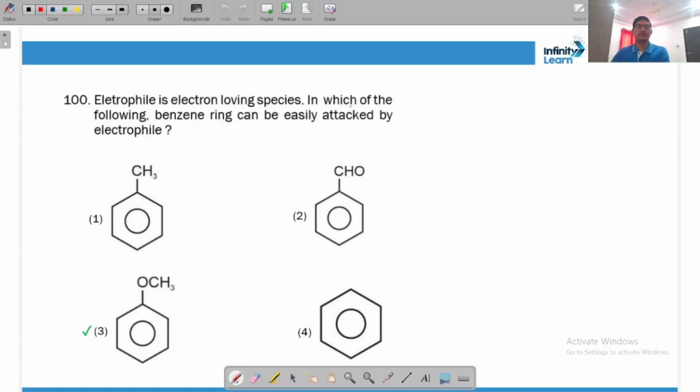Electrophile is electron loving species, in which case benzene ring is easily attacked by electrophile. Obviously there should be an electron donating group. Methyl is electron donating, but through hyperconjugation, which is weak. This one is an electron withdrawing group, right? Here we don't have any group, and yes, this is a powerful activating group, right? Because of the lone pair on oxygen atom. So this becomes our correct answer. Is that clear? Thank you, guys.